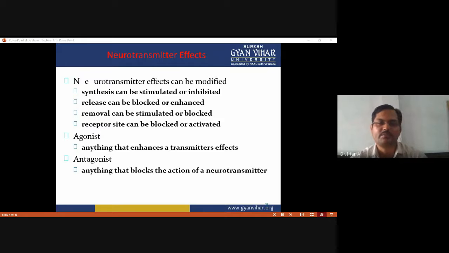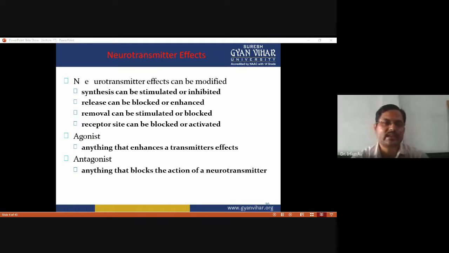And receptor sites can be blocked or activated. When the neurotransmitter binds with its receptor, nerve impulse conduction takes place. When the neurotransmitter is not able to bind with the receptor, nerve impulse conduction cannot take place. When the receptors are free to bind with the neurotransmitter, nerve impulse conduction takes place. If the receptor sites are blocked, the neurotransmitter cannot bind and nerve impulse conduction cannot take place. So there are two possibilities: receptor sites can be blocked or activated. So how does the neurotransmitter act?